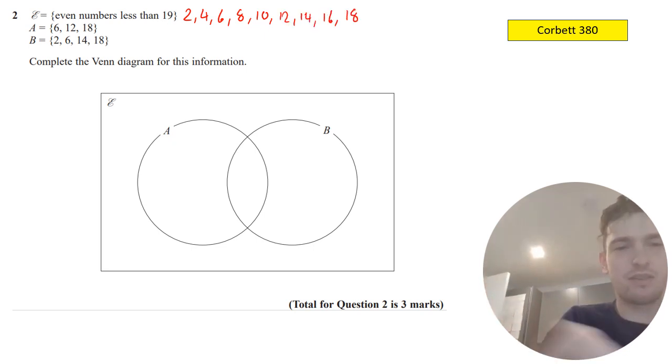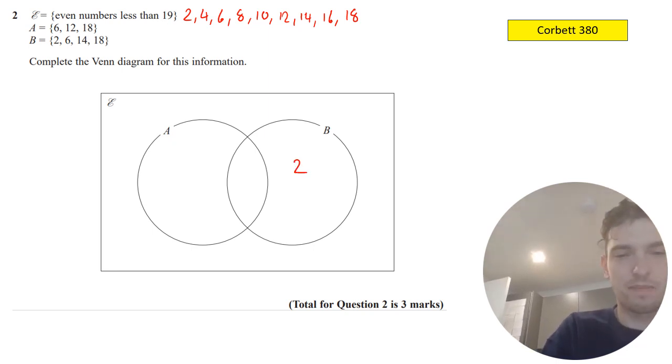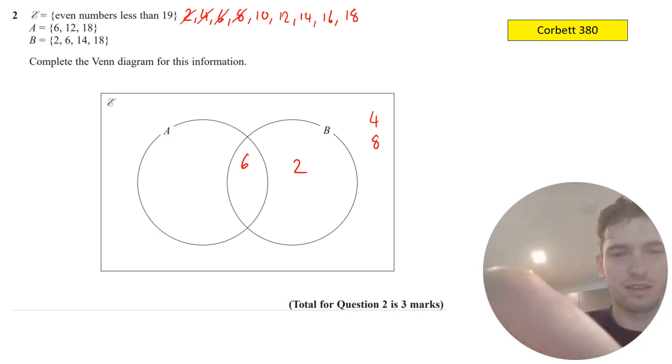And I got to put these into the Venn diagram. So the first one, 2, well, that is only in B, not in A, so it goes in B. Cross that off. 4 is not in A or in B, so it goes on the outside. 6 is in A and B, so we'll put that in the middle. And then we can do the rest fairly straightforwardly.